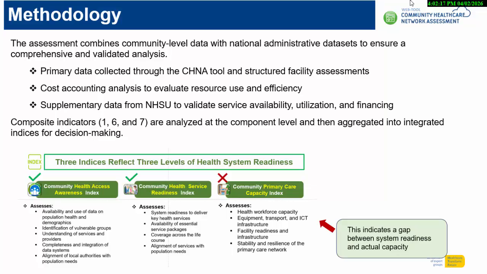Importantly, these indices should be interpreted together. For example, strong capacity without proper awareness may lead to inefficient resource allocation. Conversely, good understanding of needs without sufficient capacity limits implementation. In this way, these three indices provide a practical framework to assess system readiness and guide prioritization.